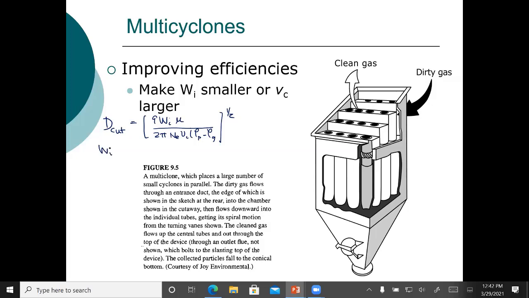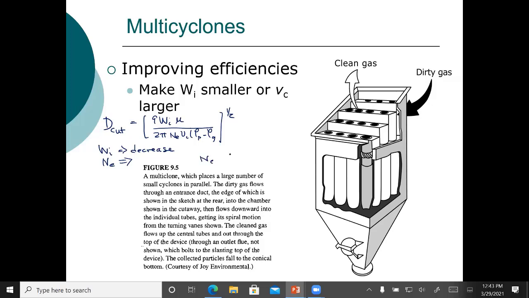W sub I, the inlet width. How can we change the inlet width in a way that will decrease the cut diameter? Make it smaller, exactly. So we can decrease the width. How about the number of turns? How can we change the number of turns?